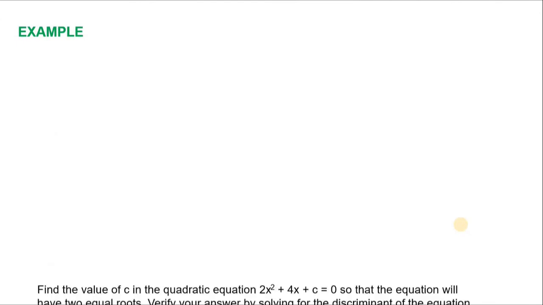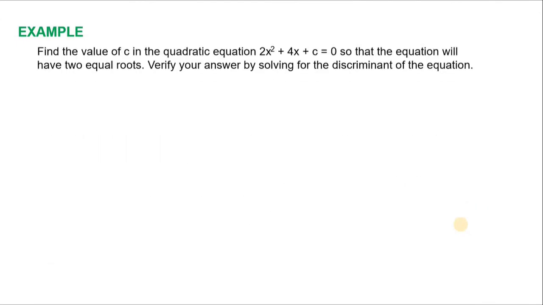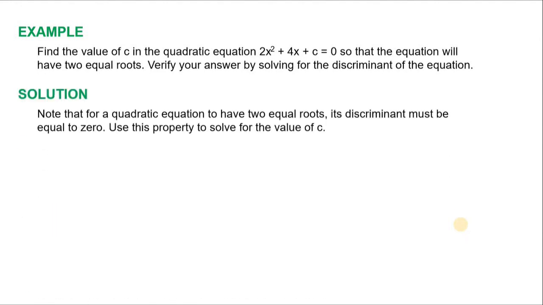Now another example, we are going to find the value of c in this quadratic equation, 2x squared plus 4x plus c equals 0, so that the equation will have two equal roots. So when you say equal roots, means that the value of the discriminant is 0. So solution, note that for a quadratic equation to have two equal roots, again its discriminant must be equal to 0. Just remember that. So use this property to solve for the value of c.